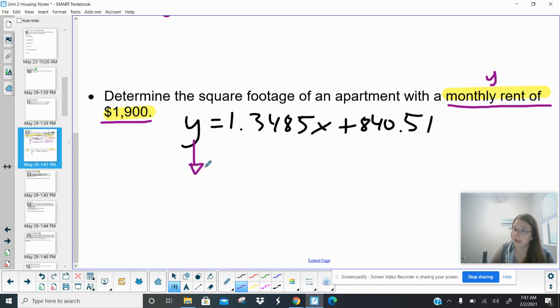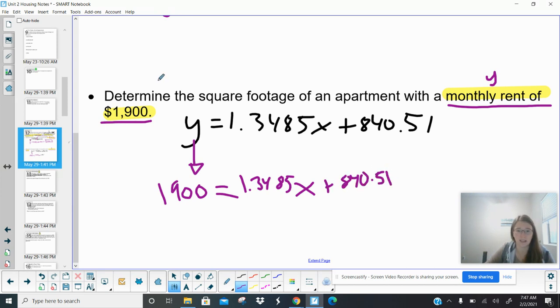So don't get confused, guys. I am now given the monthly rent. It's like I'm going in reverse. So I know how much I can afford. So I've got to say to myself, well, okay, I'm looking in this city, and this equation represents the rising prices of these apartments. I know I can spend $1,900. How big of an apartment can I get? That's what this question is asking.